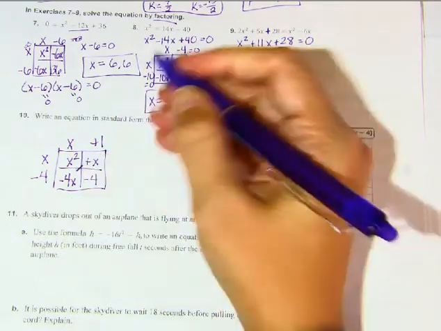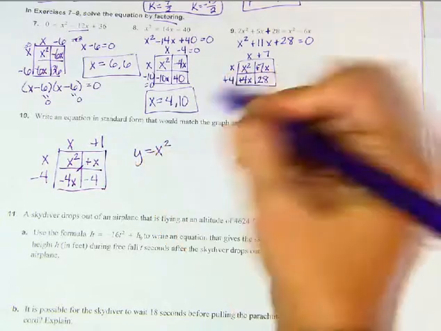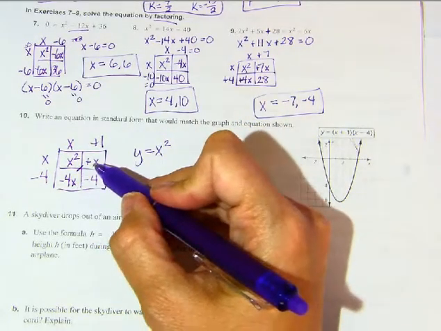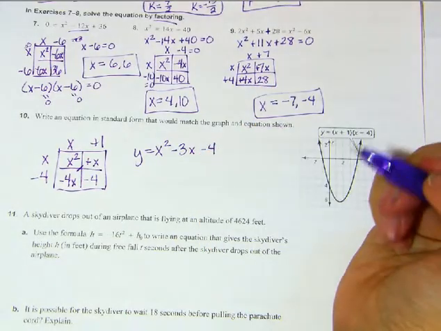So here, I know I'm going to have, well, this is y equals. I know my first term is x squared. And then I have a negative 4x and a positive x. That's going to add to a negative 3x. And then my last number is the negative 4.